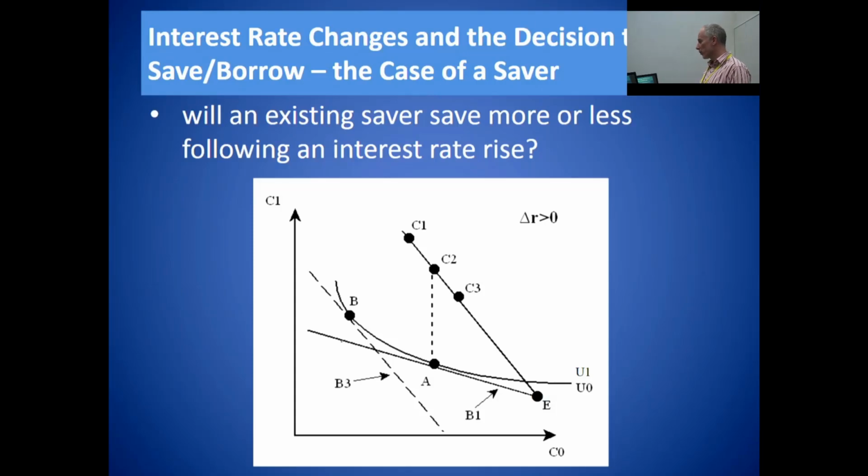Where we end up, though, on that new budget constraint, and I've given you 3 examples, point C1, C2, or C3, where exactly we finish up will determine whether savings have increased, decreased, or stayed the same. Now, the scenario that we ran through previously was we went from point A to a point such as C3. And I'll come back to this in a moment.